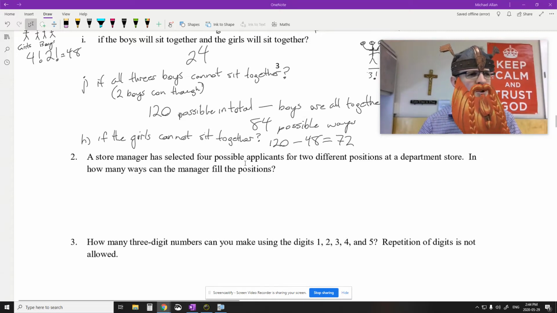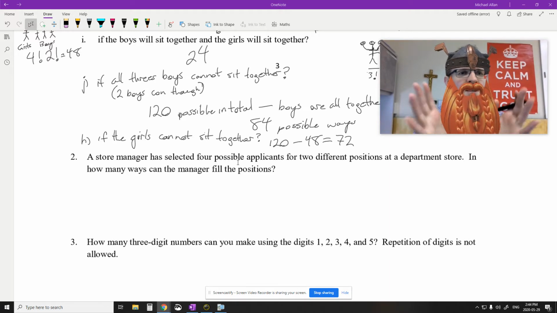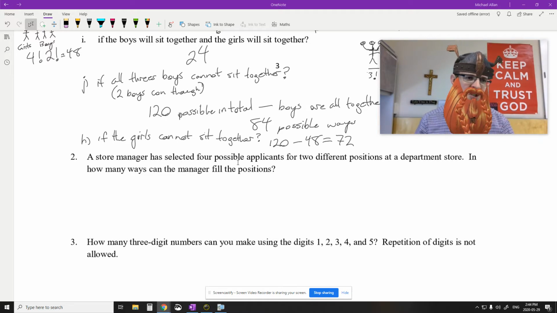Okay, so let's try this one out here. We've got a store manager who has to select four possible applicants for two different positions. Now, this is very key. When you have two different positions, order matters.